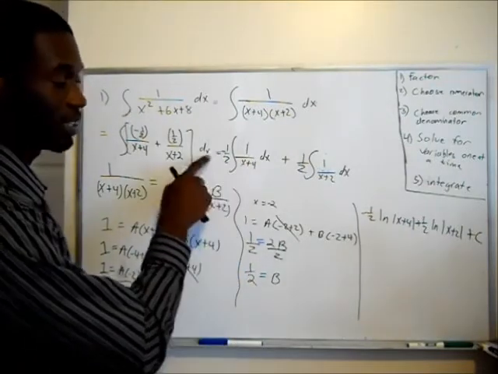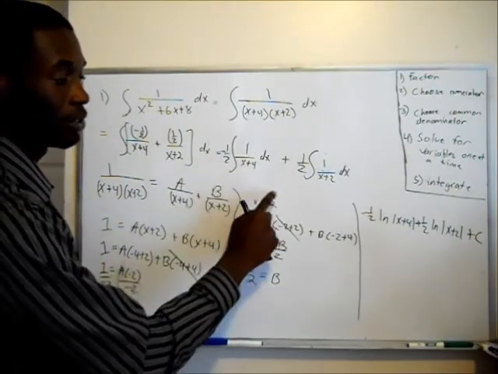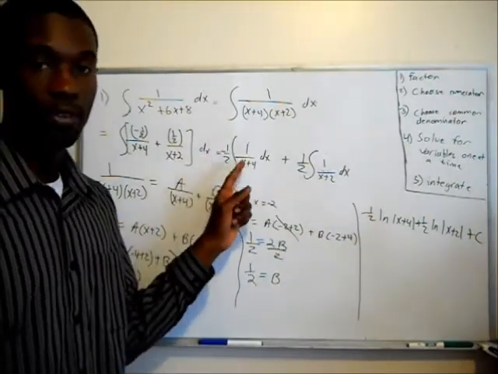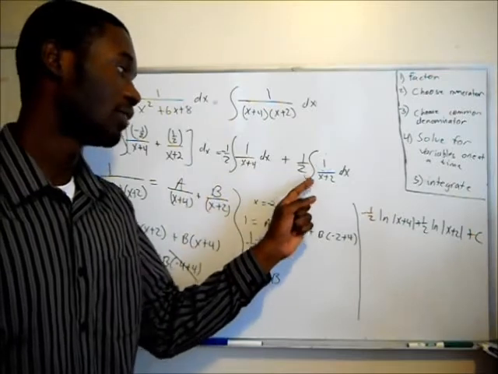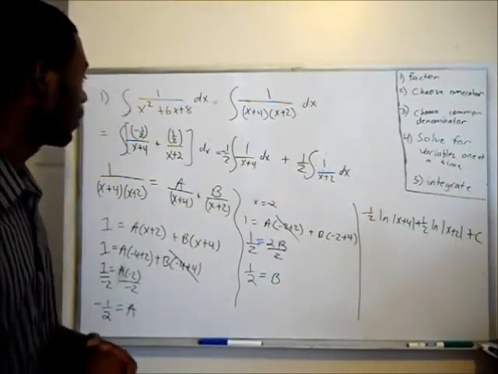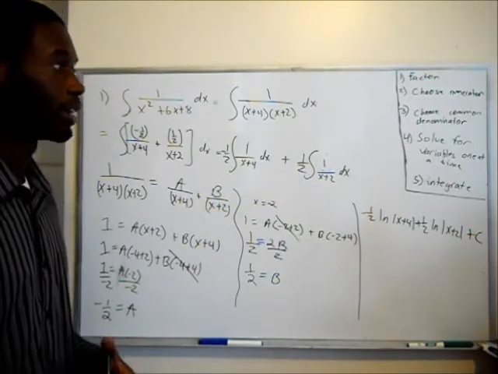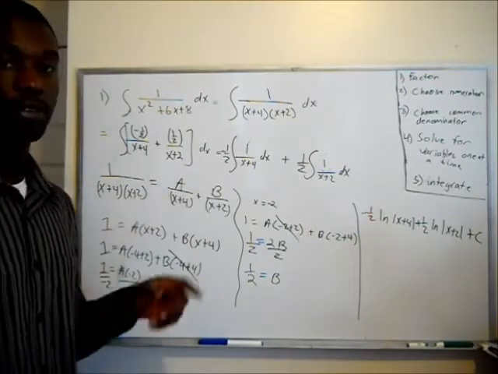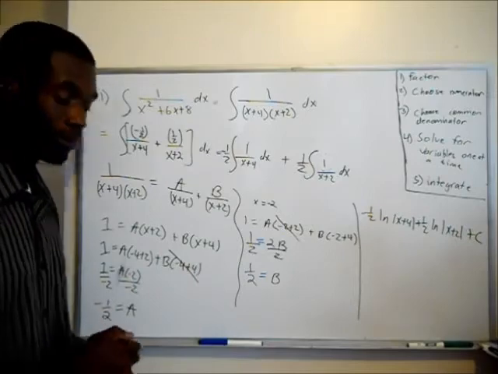So from here, this is negative 1/2. From here, I'm able to just get my ln. So it's negative 1/2 ln of x plus 4, 1/2 ln of x plus 2. Okay, so that's how you do it, the partial fractions. Alright, so now let me get more into picking your actual numerators and your denominators.